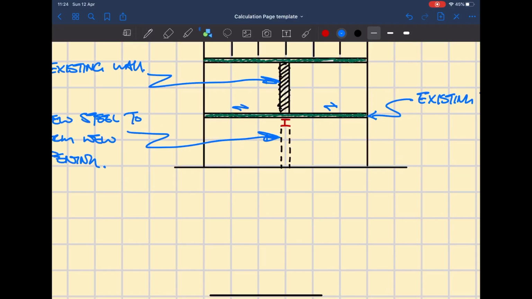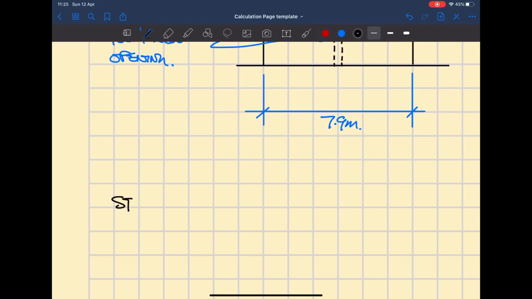It is important to add dimensions, as the dimensions that you show will be used in the design later on. Now that the problem is understood, it is time to solve it by designing the correct beam section.